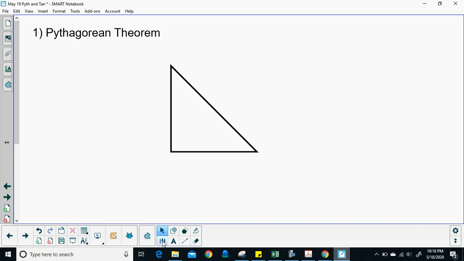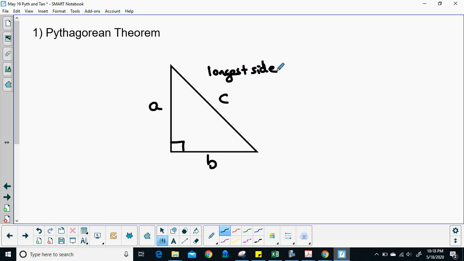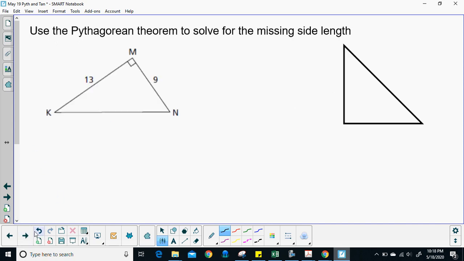So for the Pythagorean theorem, you have to have a right angle triangle. We've got two small sides, which we generally call A and B, and then we have the longest side, which is C. C is our longest side. It has the big long name of the hypotenuse. The Pythagorean theorem says that the longest side squared equals short side squared plus short side squared. And that's what we do. Okay, so let's try it.